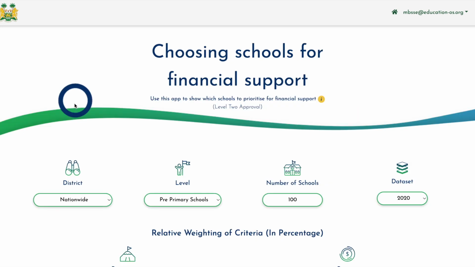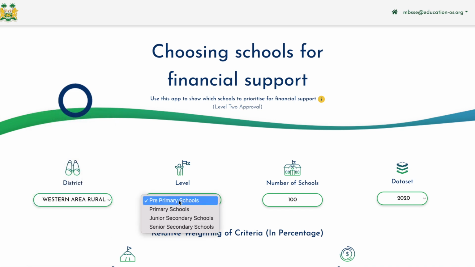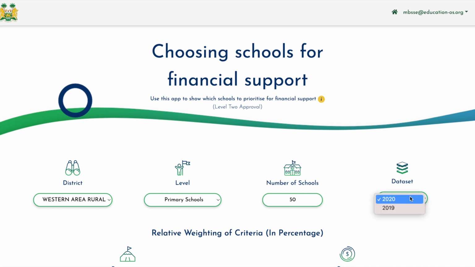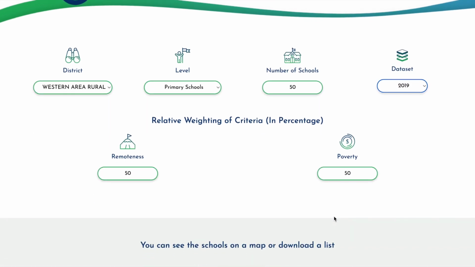The 4 tools work in the same way. You need to choose a district, the school level, and the number of suggested schools or locations you would like to see. You can see suggestions based on school census data from 2020 or 2019. The tools choose which school or location to recommend based on different criteria.